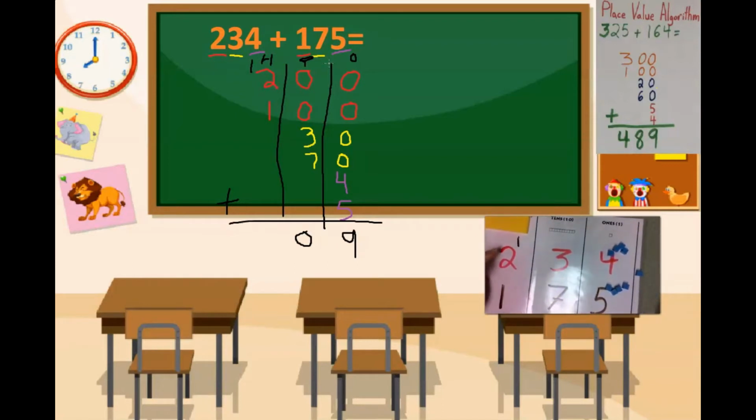Now we have 100 plus 200 plus 100, and that's how many hundreds? 4 hundreds exactly. 400. So our answer is 409.